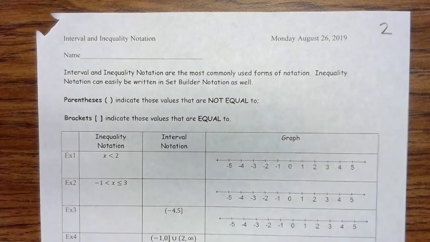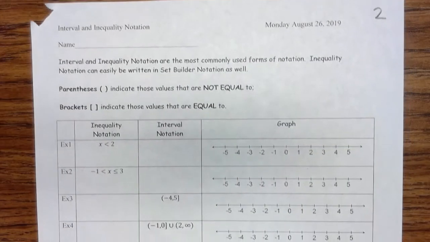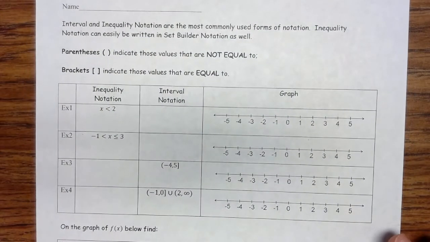All right. Interval and inequality notation are the most commonly used forms of notation. Inequality notation can easily be written in set builder notation as well. Parentheses indicate those values that are not equal to, and brackets indicate those values that are equal to. So interval notation uses parentheses and brackets.